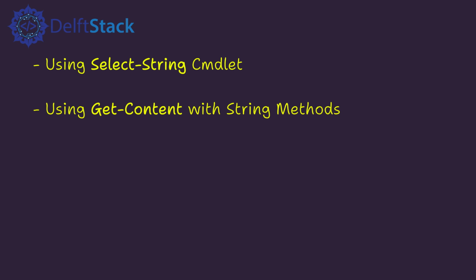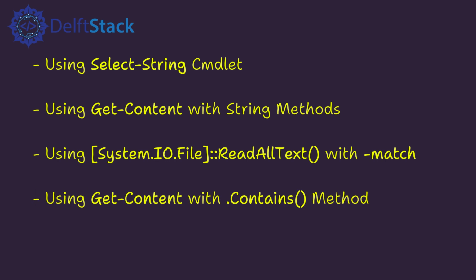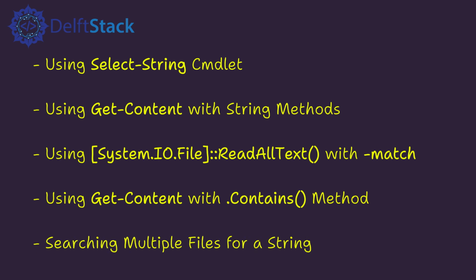Before we dive into the details, let's briefly overview the methods we will cover: using the Select-String cmdlet, efficient pattern matching within files; using Get-Content with string methods, reading file content and utilizing string operations; using System.IO.File ReadAllText, leveraging .NET methods for text search; using Get-Content with the contains method, line-by-line analysis for targeted searches; searching multiple files for a string, recursively searching directories for specific text. Now let's explore each method in detail.